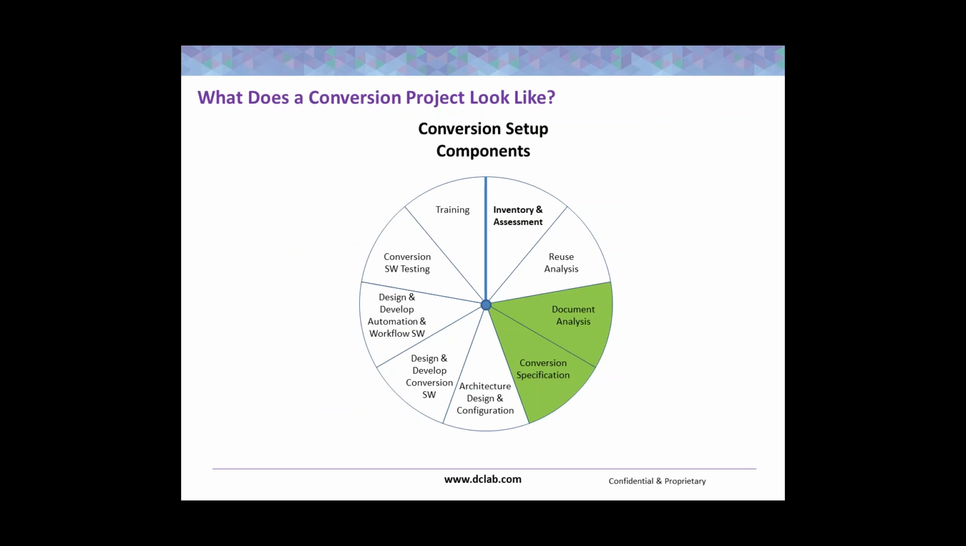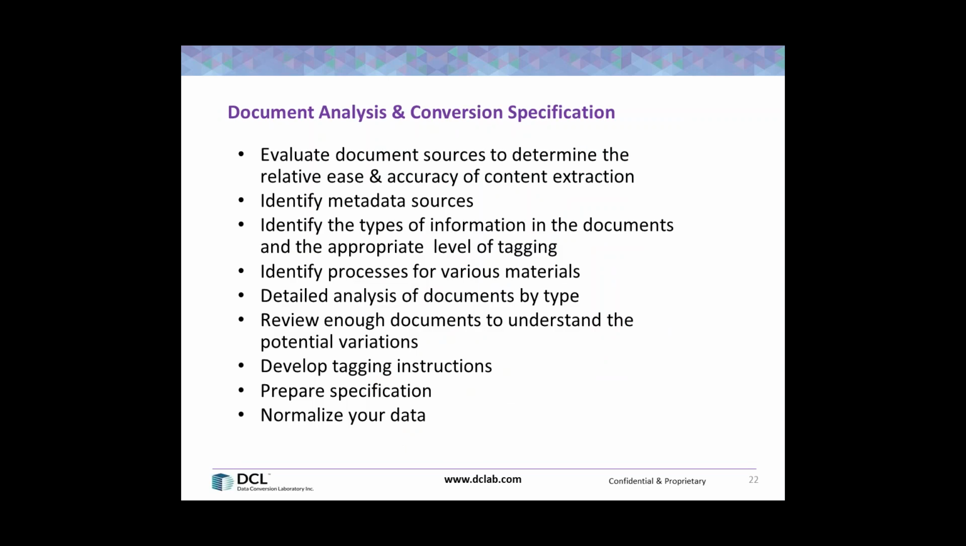So the next steps are document analysis and conversion specification. During these 2 steps, we will cover items like determining the ease and accuracy of content extraction. If you need to scan and OCR your data, you need a solid proofreading process, and I will show you in the next slide an example.